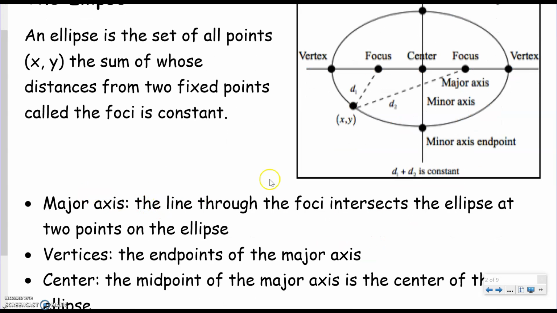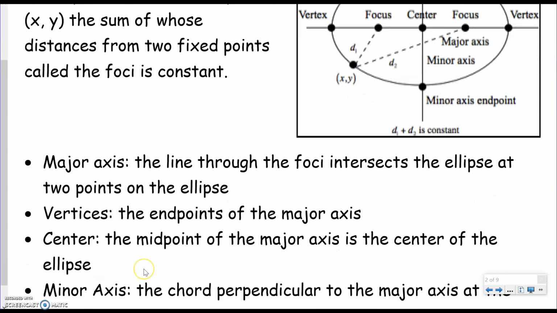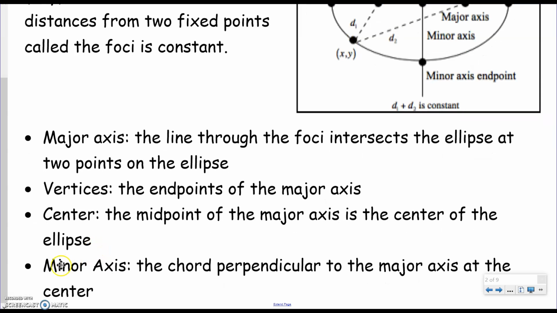A few things you need to know. The major axis is the line through the foci, which intersects the ellipse at 2 points on the ellipse. So that goes straight across the long direction of the ellipse. The minor axis is the one that goes through the shorter direction of the ellipse. Vertices are the endpoints of the major axis. The center is the midpoint of the major axis and the center of the ellipse. The minor axis is the chord perpendicular, and it also has the same center as the major axis.